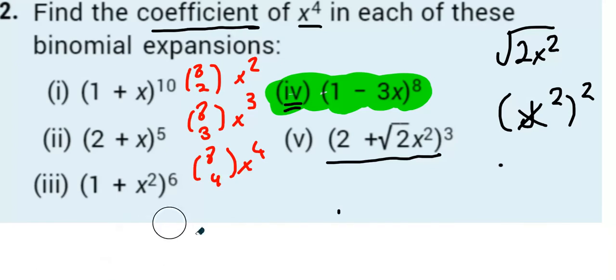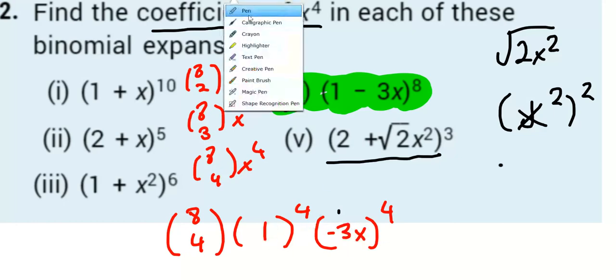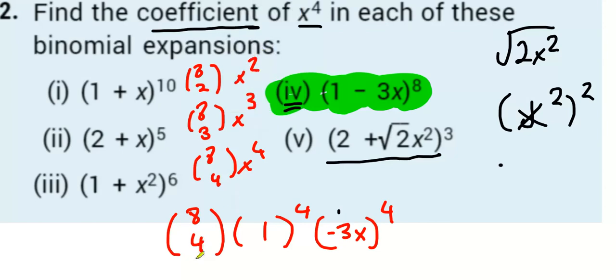I found my trend. I understand it now. I'm just going to go for the 8C4 one. Now, remember what we said earlier. 8C4. That means this one's to the power of 4. This one has to be the power of 4 as well. And then I put the 1 here and the minus 3x here. Now, I'm going to highlight the parts I put into the calculator. Will I bother with the 1 to the power of 4? It's 1. Won't bother. But I will put this part in.